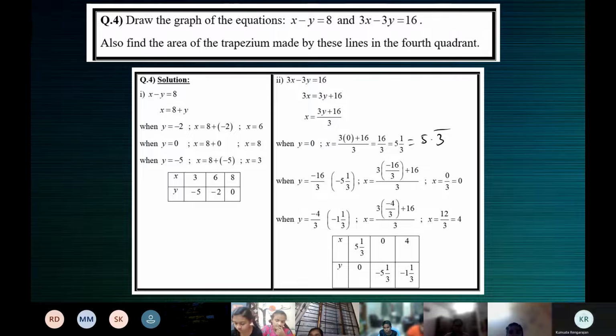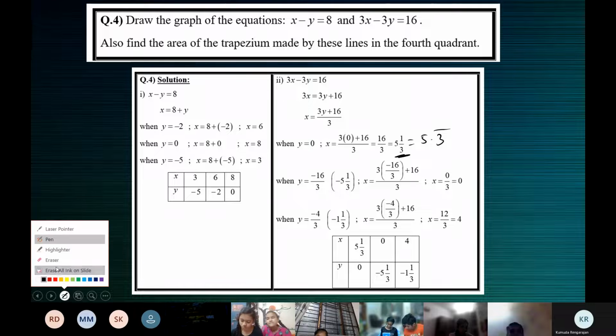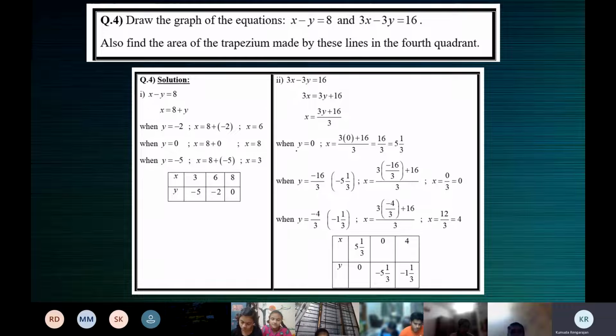So like that, children, sometimes you might not get exact values that can be plotted on the graph paper. Then you have to go with the approximate values which we get here, like 5 1 by 3. So what are the values I've taken? When y is 0, I have written x in terms of y. X is equal to 3y plus 16 by 3. Now when y is 0, the value of x is 5 1 by 3.